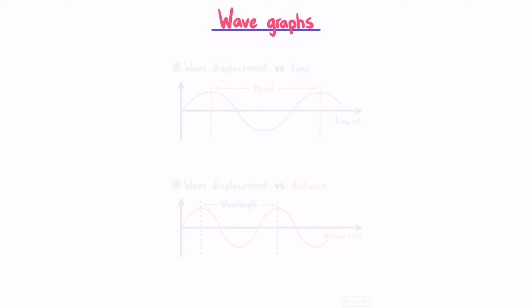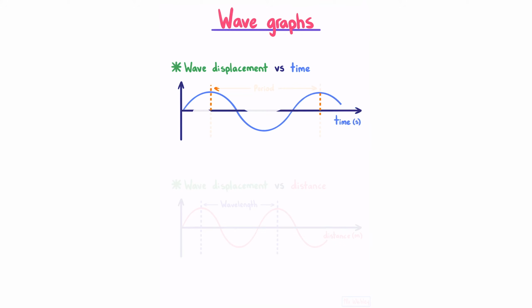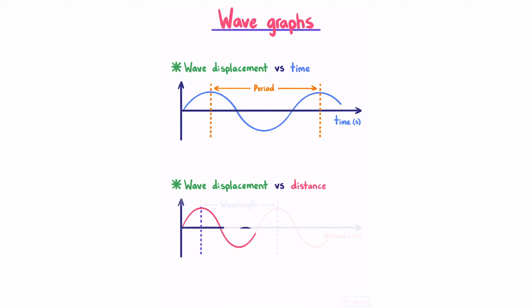Wave graphs. Here we're going to look at two types of graphs showing wave displacement. Wave displacement versus time plots our wave displacement against time, where our peak-to-peak difference gives us the time between peaks, which is, of course, the period. Plotting wave displacement versus distance, in this case, our peak-to-peak measurement gives us the distance between peaks, or in other words, the wavelength.